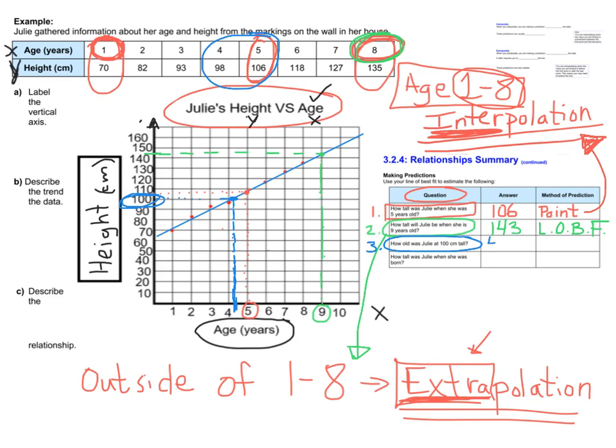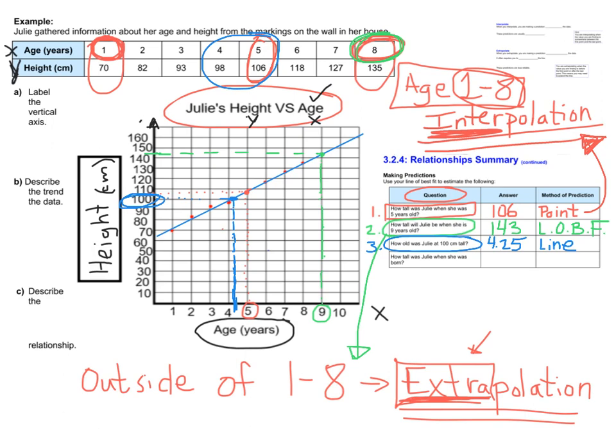Okay, so that's what I'm going to write. I'm going to write 4.25 years. She's 4.25. And how do we use that? We use the line of best fit again. I'll just write line instead of writing line of best fit. So we use the line of best fit as well.